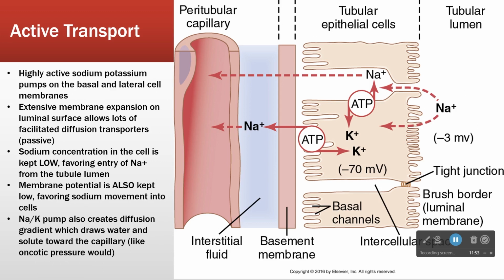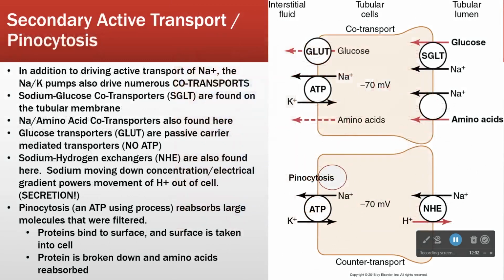Now, because the sodium gradient is kept low, in other words, the sodium concentration inside the cell is kept low, it means that we have the potential to use sodium as secondary active transport, right? Sodium's going to fall down its concentration gradient. We want it to take other things with it, either down their concentration gradient or up. So we have a couple of key transporters here that use the sodium-potassium pumps to drive motion.